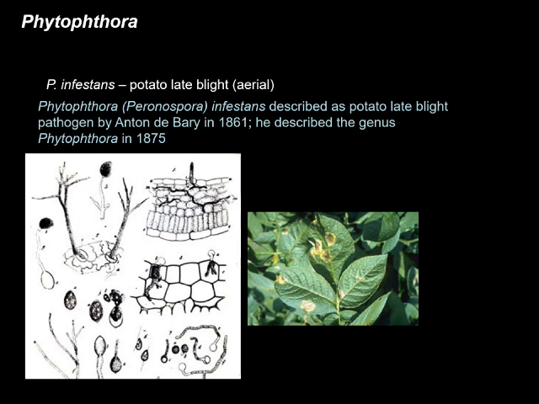Well, Phytophthoras are a group of plant pathogens that were first described in the 1860s by Anton de Bary. He gave the genus its name in 1875. That name means plant destroyer. The first named species was Phytophthora infestans, the cause of potato late blight.